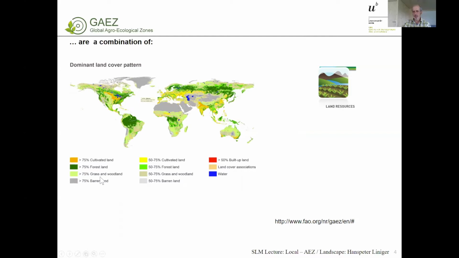The third one is grass and woodland, 75%. You see the rangeland situation in sub-Saharan Africa, very nicely, this rangeland arc. And you see grass and woodlands, which are a bit on the drier side of it. And Central Asia has some areas, and Southwest Australia. So this is definitely one of the first ones to look at, these different land cover patterns.